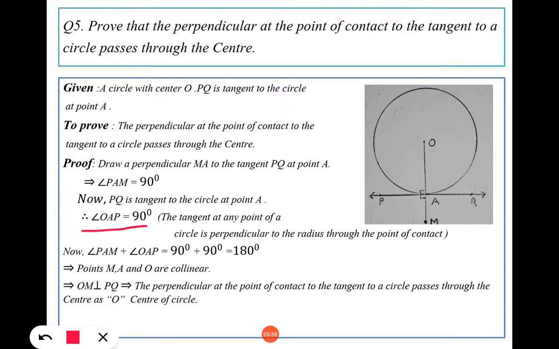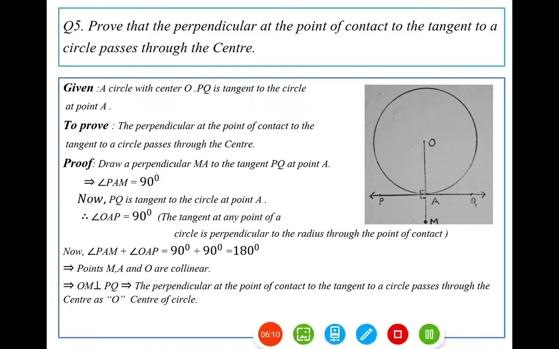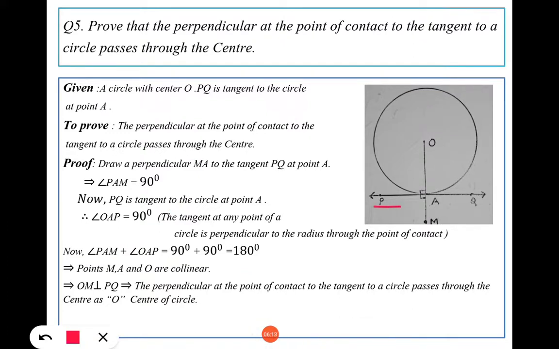Now adding both the angles, we have PAM plus OAP is equal to 90 degree plus 90 degree is equal to 180 degree. Means angle PAM and angle OAP forming a linear pair and their sum is 180 degree. So we have points M, A and O are collinear, and we can say this is a straight angle.